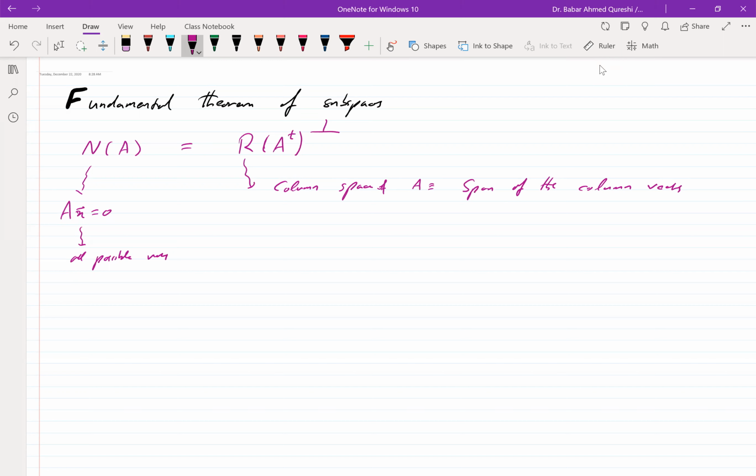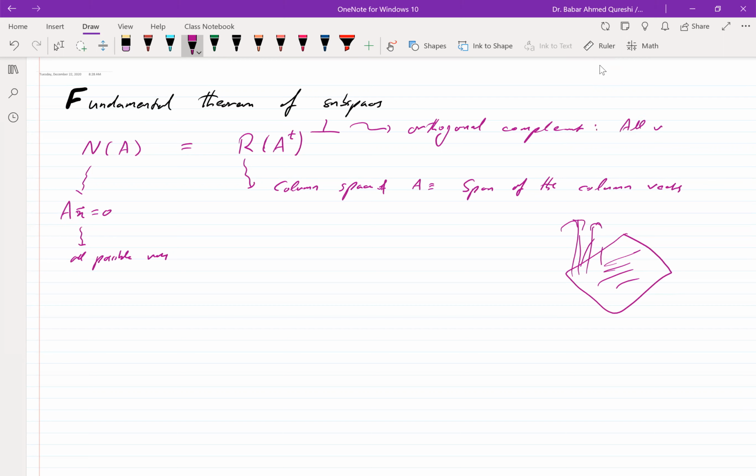You take the orthogonal complement of it. So whatever your column space is, suppose this is that space, you take all those vectors which are orthogonal to it. The orthogonal complement, which is all vectors orthogonal to this subspace. So the theorem says that these two spaces are the same.